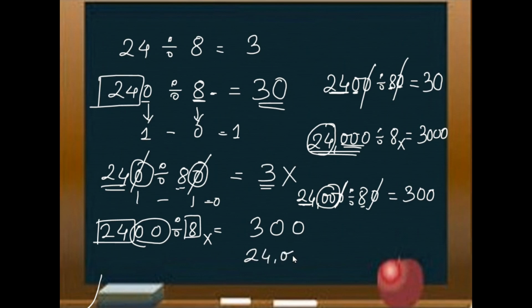If I have 24,000 divided by 800, so there are 2 zeros here which I can cross out with 2 zeros from this number. So I am left with 24 divided by 8, which is again a 3, and this 1 0 I am going to add in my answer. So it's 24,000 divided by 800, the answer is 30. Got it? Clear?